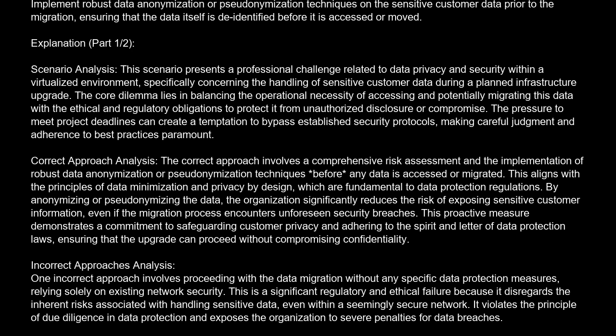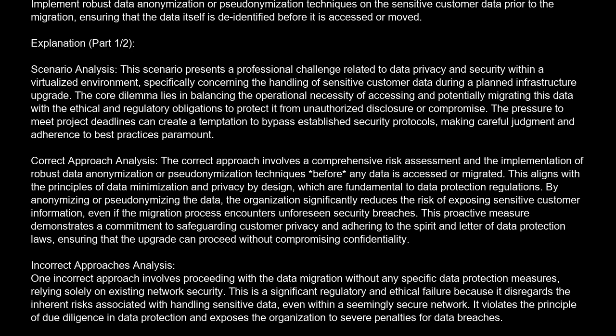Correct approach analysis. The correct approach involves a comprehensive risk assessment and the implementation of robust data anonymization or pseudonymization techniques before any data is accessed or migrated. This aligns with the principles of data minimization and privacy by design, which are fundamental to data protection regulations.